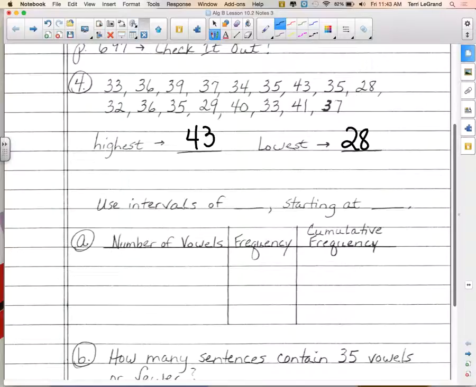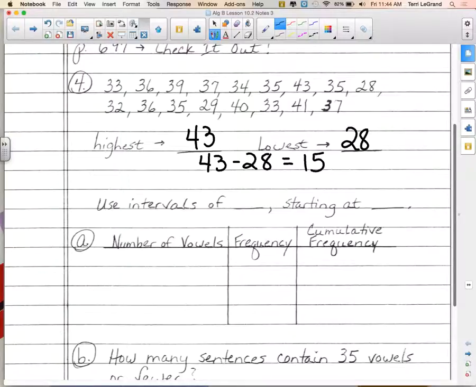But right now we're going to make a frequency table, and in frequency tables and histograms, what do we need? We need intervals, don't we? We need ranges that are equal length, equal distance. So what do we do with this 43 and this 28 then? Subtract. 43 take away 28 is how much? 15, right?